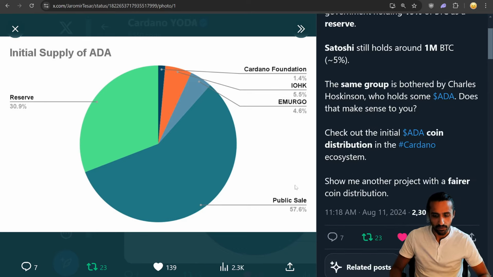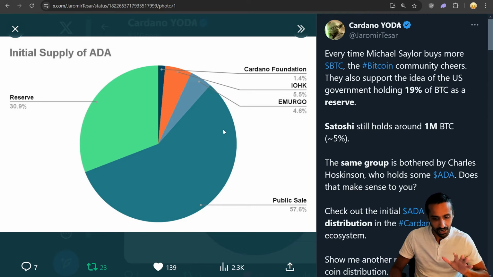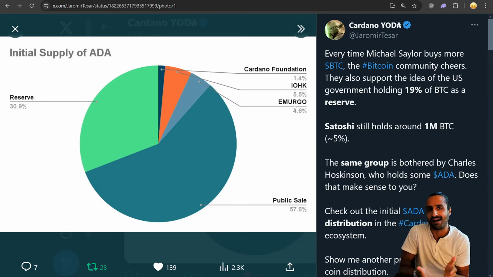Show me another project with a fairer coin distribution. So zooming out at a glance, 57.6% public sale. I know a lot of people will give flak to Emurgo, IOG, or Charles, but guys, this is business. People have to make money some way, somehow. This is not a philanthropy. We have to be honest with each other and stop the cap.